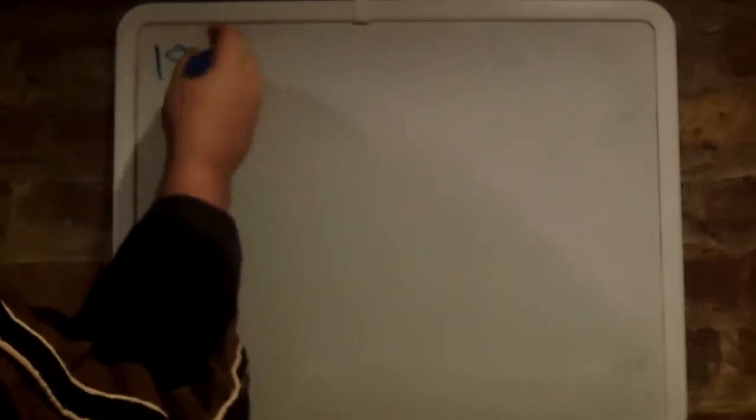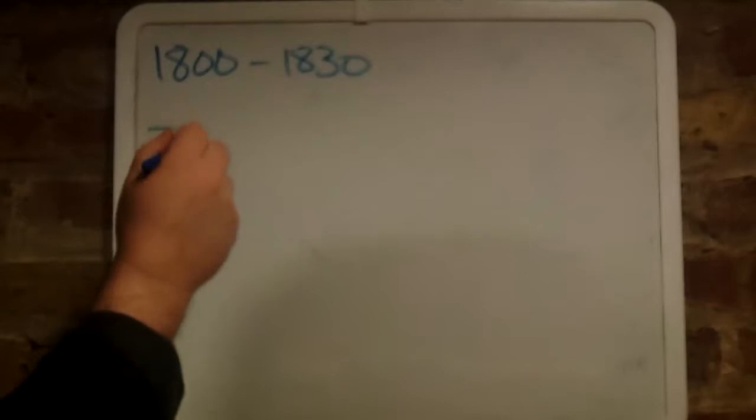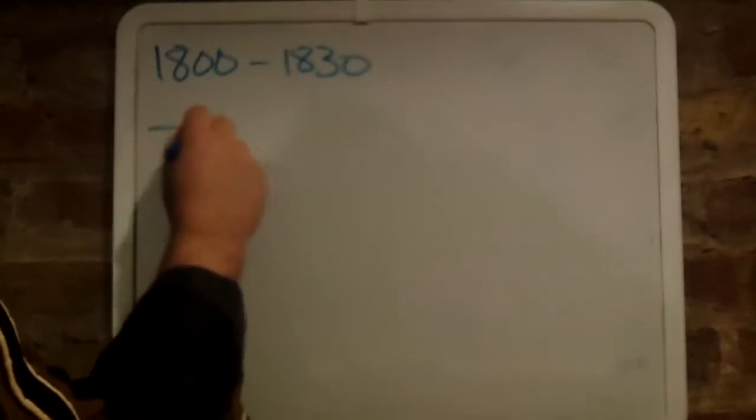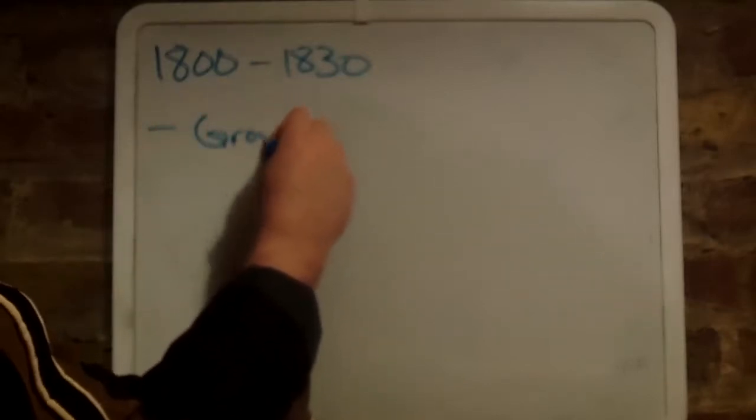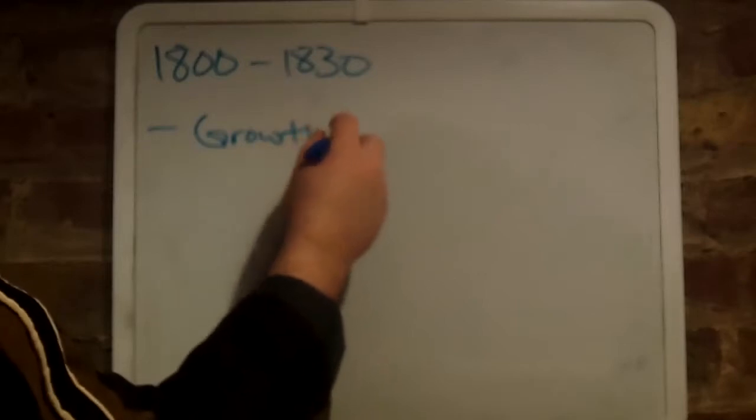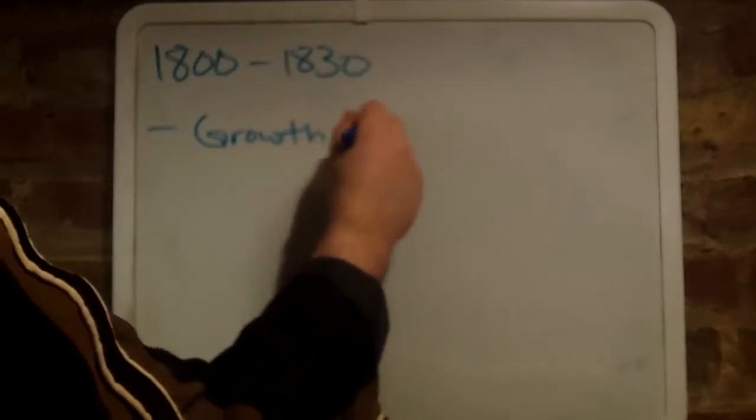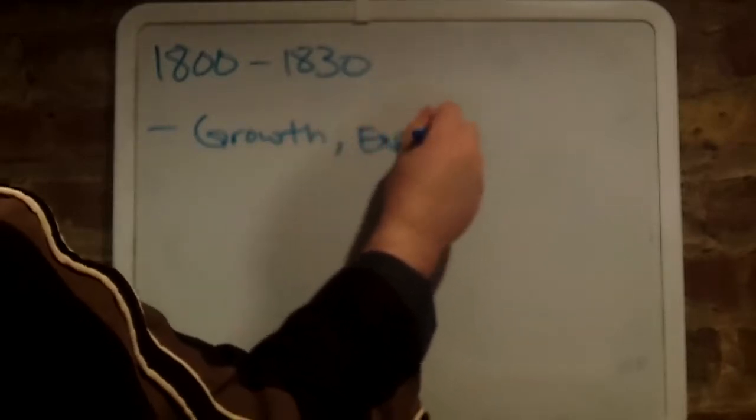So after we have the Constitution, we have a period from about 1800 to 1830. So this is a period marked by the expansion of the country. So we have growth, expansion, new states.